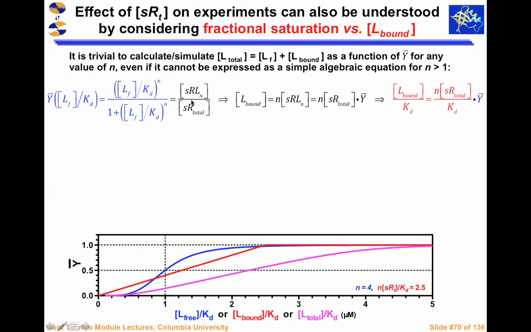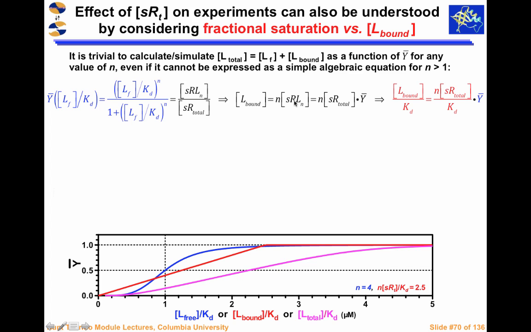All right, now this relationship will tell us what SRL is. If we multiply through by SRT, what we'll get is SRT times Y bar equals SRL. So SRL is given by Y bar times SRT. The total receptor concentration times the fractional saturation gives us the bound receptor concentration.